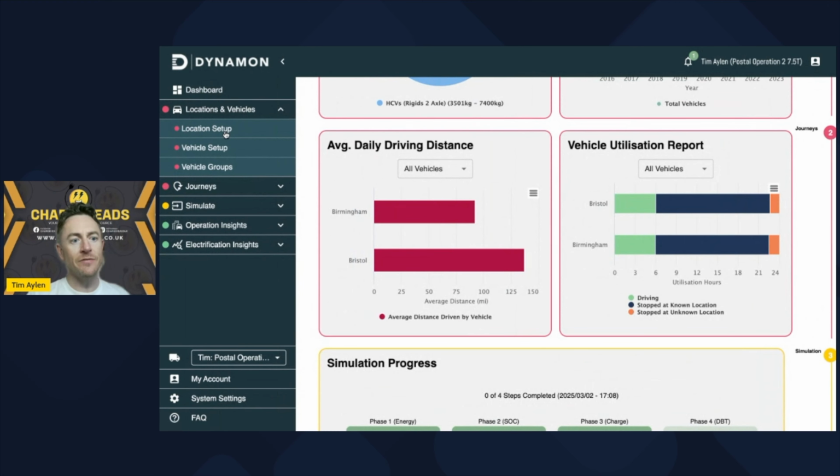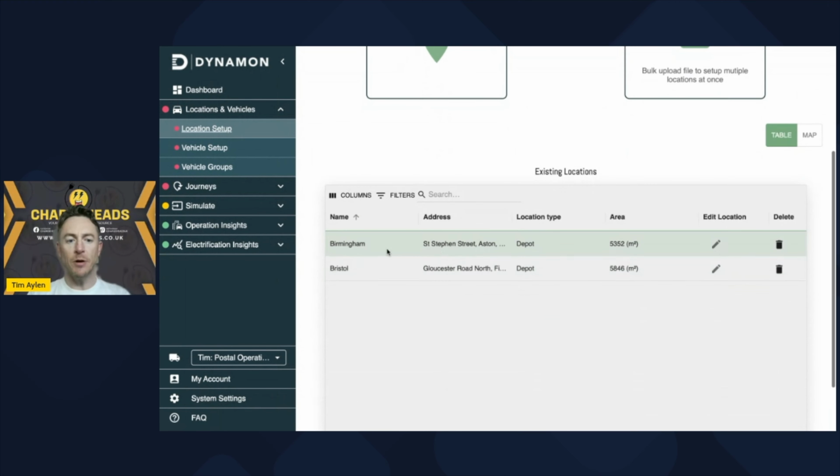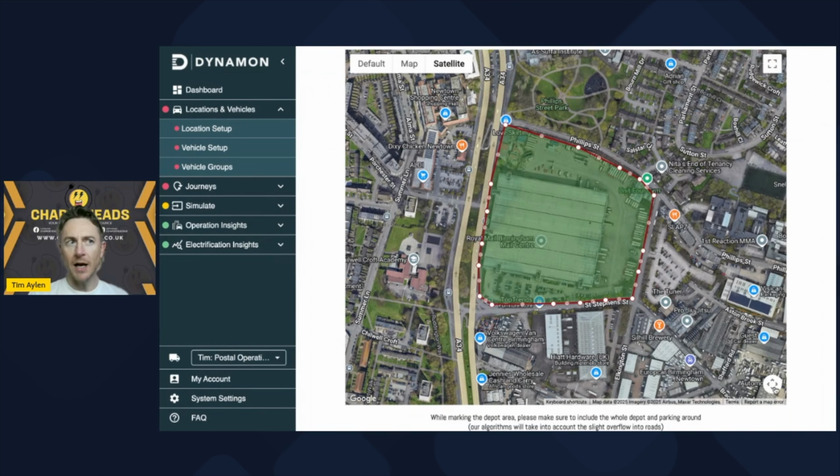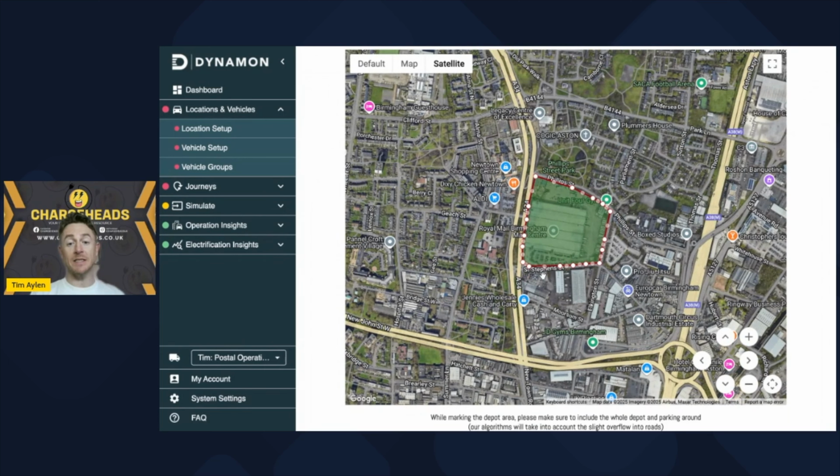So we've got locations and vehicles. If we look at the locations, we've got both depots here. We've got Birmingham and Bristol. And here we geofence them, which basically means that we put a fence around your depot location to understand from the telematics when these vehicles are coming in and out of the operations and where the dwell time is for opportunities for charging. But not only that, it also helps with the infrastructure side of the software to help us understand where the peaks of energy demand are. So understanding, have I got enough energy in those peak periods? So that's why we geofence them.